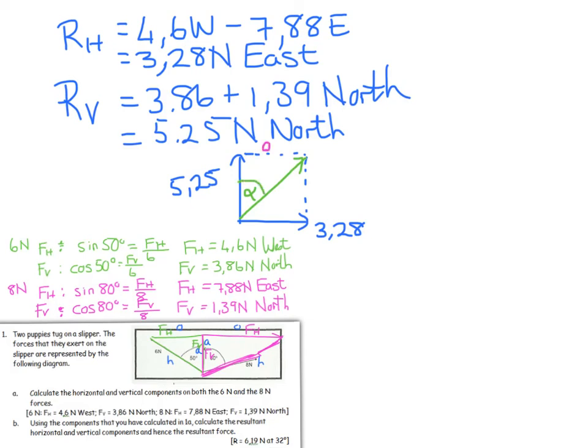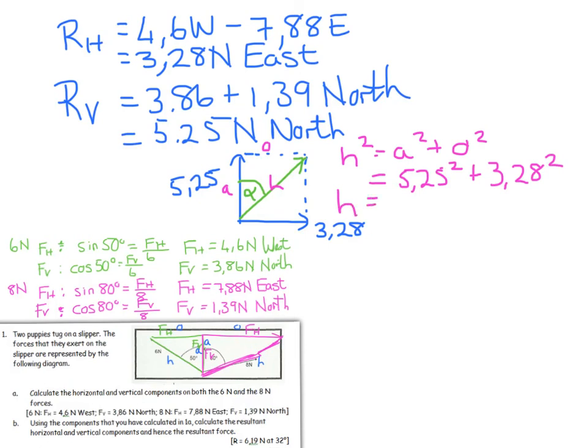Looking at my opposite, my adjacent, and my hypotenuse. If I want the hypotenuse, h squared is equal to a squared plus o squared, which is going to be equal to 5,25 squared plus, remember that this opposite side is exactly equal to the horizontal component, so I'm going to put 3,28 squared, and when I square root that, I land up with an answer of 6,19 newtons.